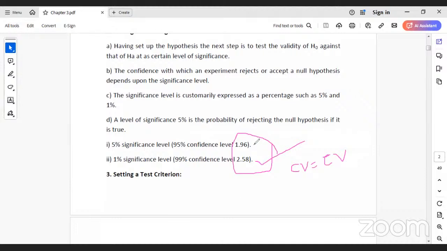Okay. So if 5 percent level of significance is given, 1.96 is the critical value. In this way, you have to calculate. After completion of this step, in this step only we have to decide whether 5 percent, 1.96, or 2.58 has to be checked.